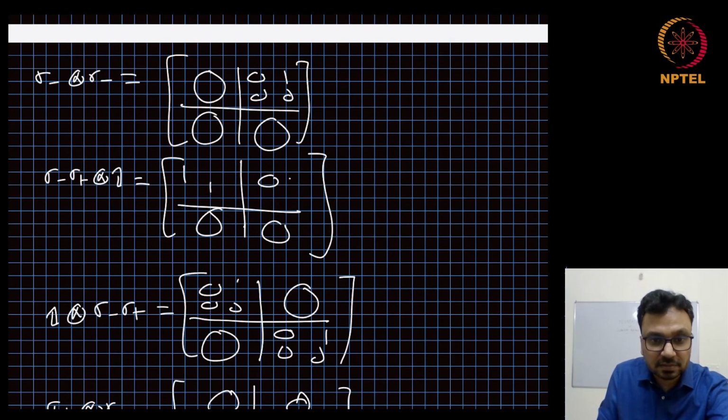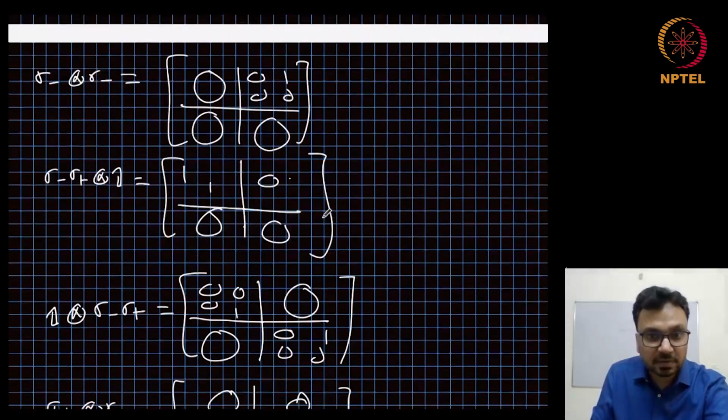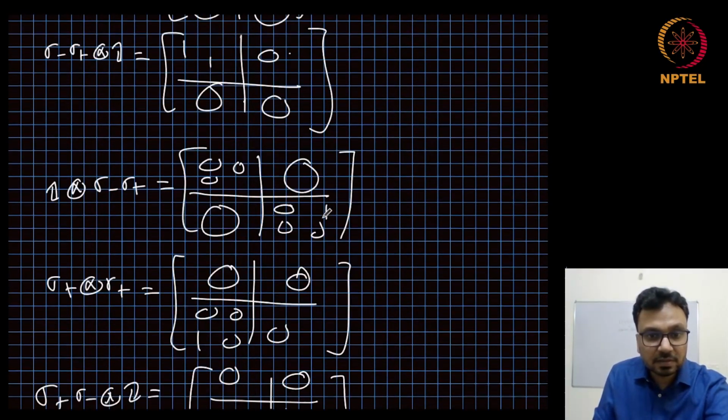I'm sorry, this is not correct. It should be sigma minus sigma plus is the upper one, so this will be 1 0 0 0, and this one also 1 0 0 0.